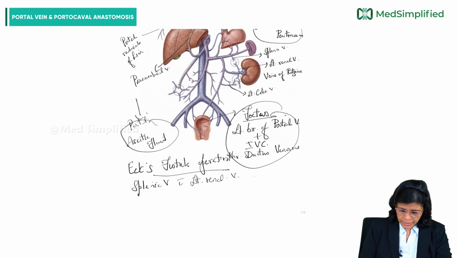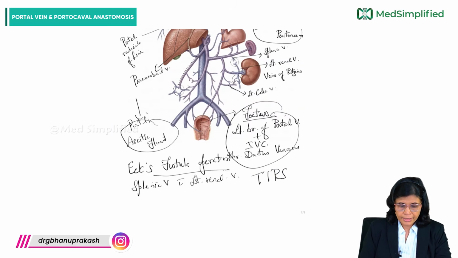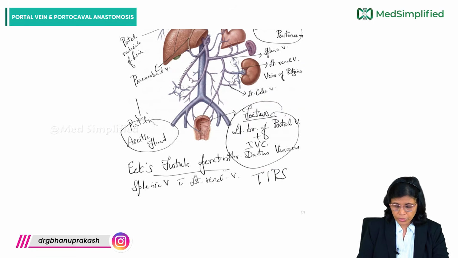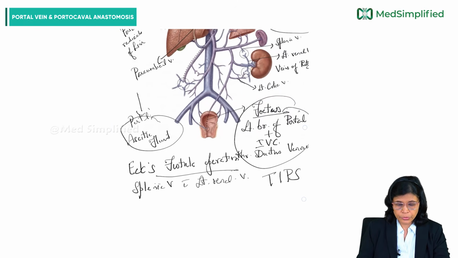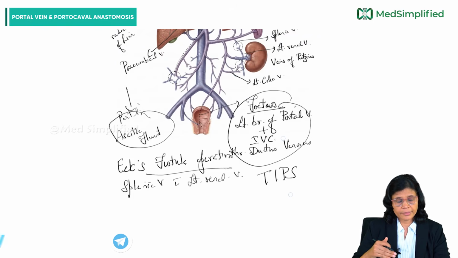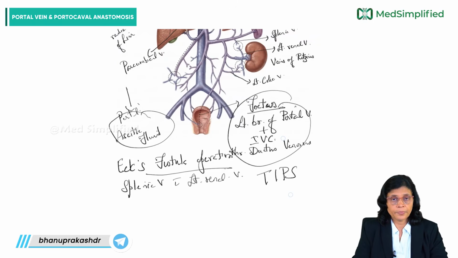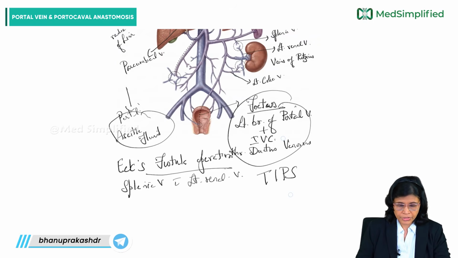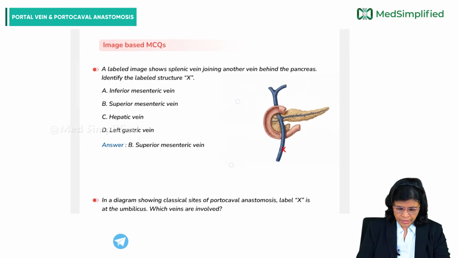The other one which is commonly done is the TIPS procedure, that is the transjugular intrahepatic portosystemic shunt. Here the balloon catheters are introduced through the internal jugular vein, and can be passed down. Where will it go? Finally it goes to the superior vena cava, then to the right atrium, the inferior vena cava, and to the hepatic veins. So that is known as the transjugular intrahepatic portosystemic shunt.